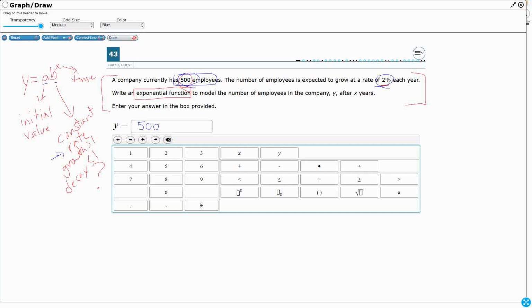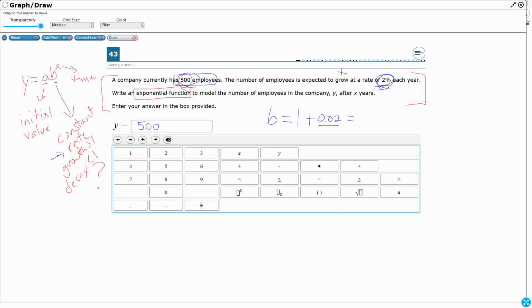Now, here's the interesting thing about the B. Your B is going to equal 1 plus whatever your rate is. So if it's a decay rate, it's going to end up being less than 1 because you're going to add like a negative 20% or a negative 50% if it declines 50% per year. This is growing, so it's a positive 2. So let's turn that into a decimal.